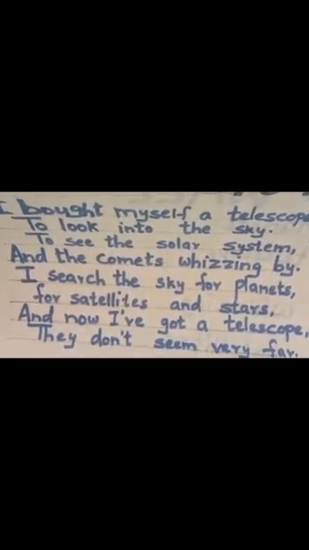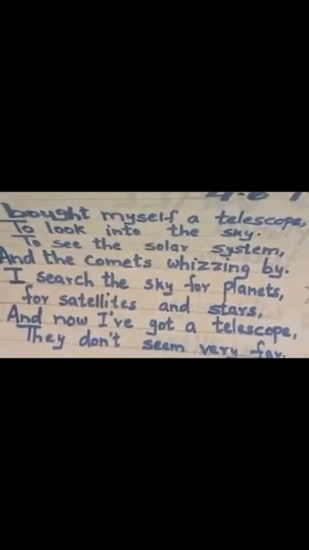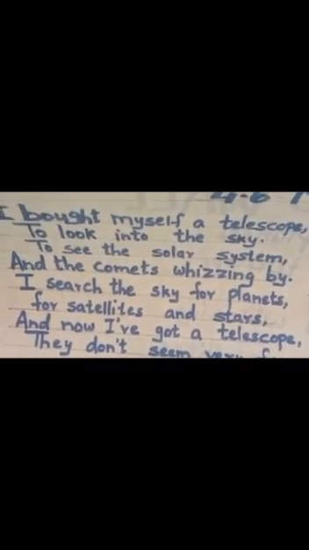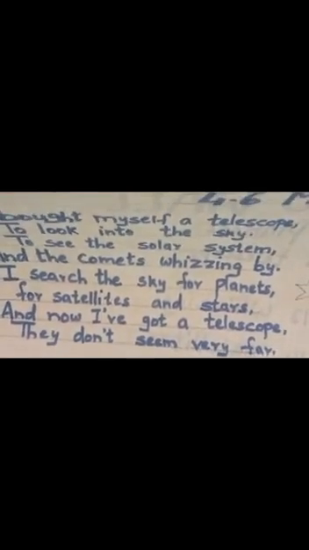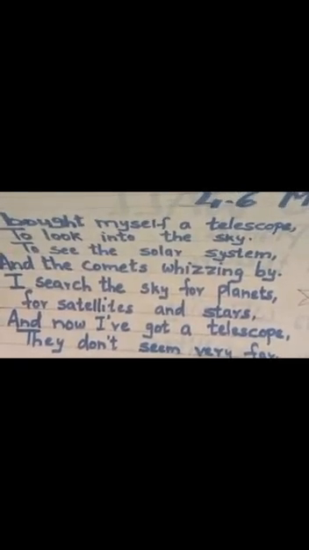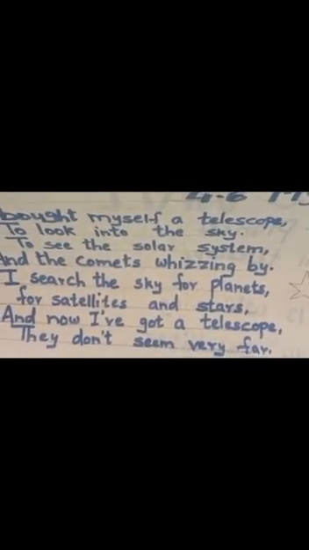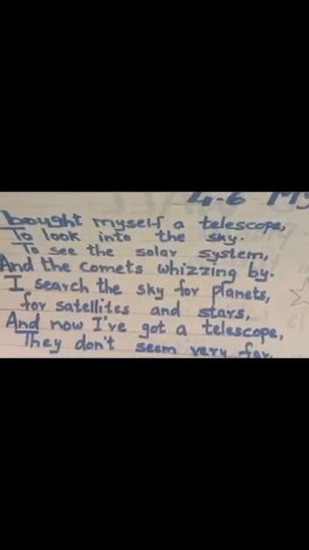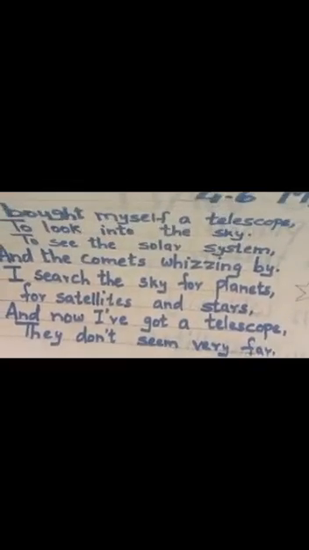So children, now we will go through the next four lines. I searched the sky for planets, for satellites and stars, and now I have got a telescope. They don't seem very far. So in the next four lines, he wanted to search the sky for planets, satellites and stars. He felt that when he saw them all through his telescope, they did not seem to be very far. So children, this was the explanation of the second four lines.